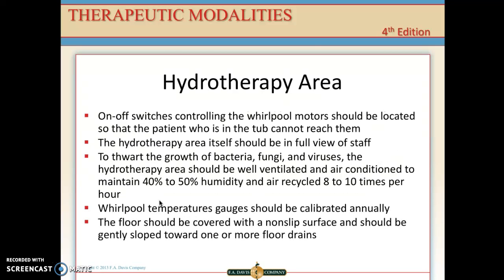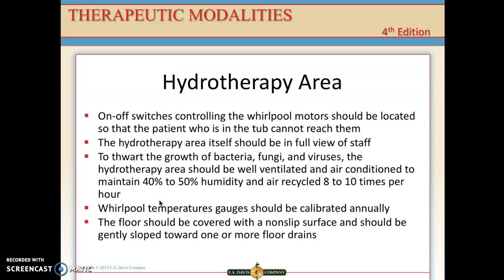Your hydrotherapy area needs to have on-off switches controlling the whirlpool motors that are located so that a patient who is in the tub can't reach them. So you turn on the whirlpool without the patient in there, then you put the patient in, then you take them out, and then you turn off the whirlpool. And we'll talk about that when we do our thermal modalities.